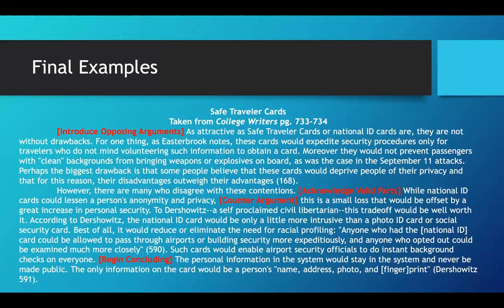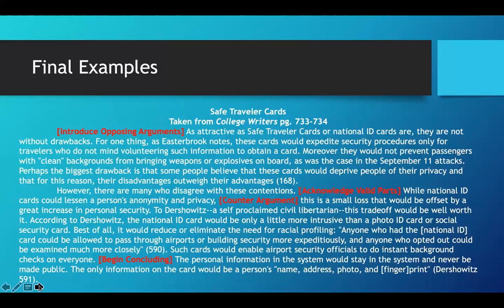And now the conclusion, or wrapping up this section before moving on. The personal information in the system would stay in the system and never be made public. The only information on the card would be a person's name, address, photo, and fingerprint, from Dershowitz, page 591.